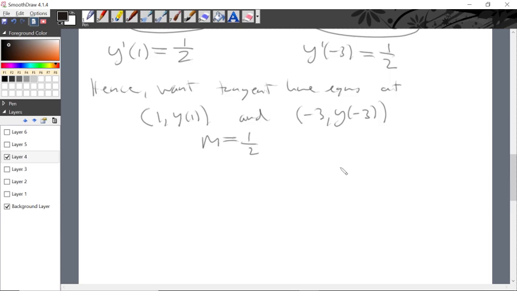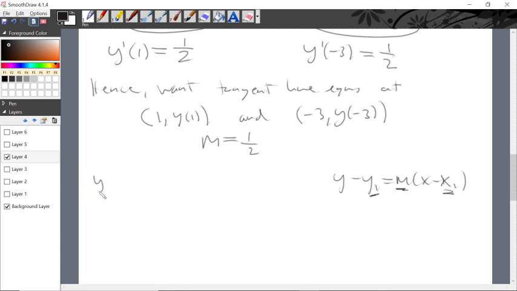In order to write the equation of a line, like y minus y1 equals m times x minus x1, to write this equation, we need to know the slope and both the coordinates of a point, right, in order to write the equation of that line.